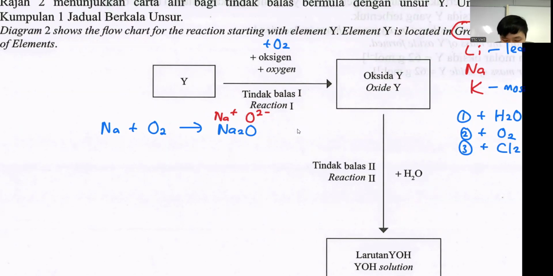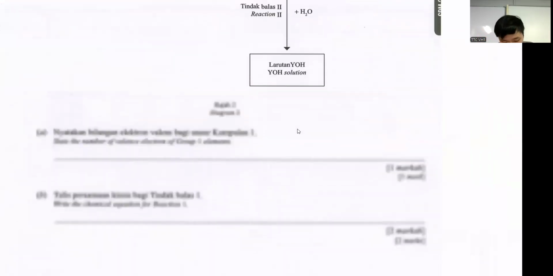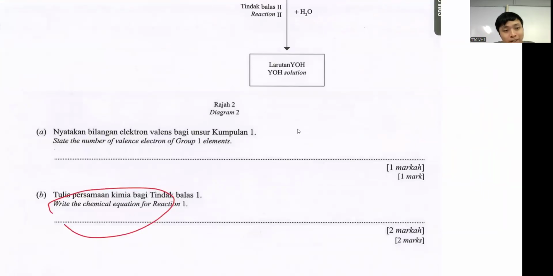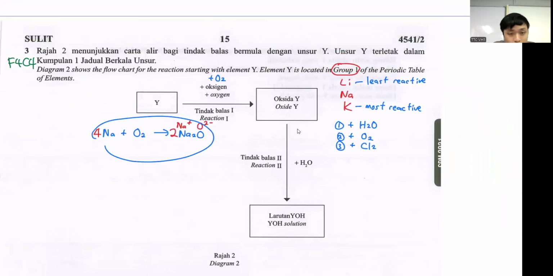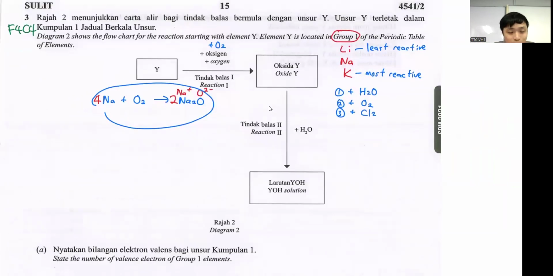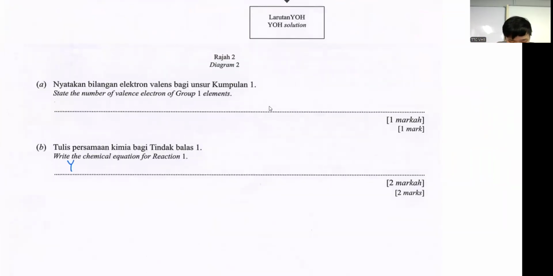Then balancing the equation. You have 2 O at the left, 1 O at the right. So multiply 2 for the whole thing. Now how many sodium in total? 2 times 2, 4. So sodium here times 4. We can apply this to part B actually. Since they asked you to write the equation in reaction 1, I can change the sodium to Y. So Y plus O2 becomes Y2O.